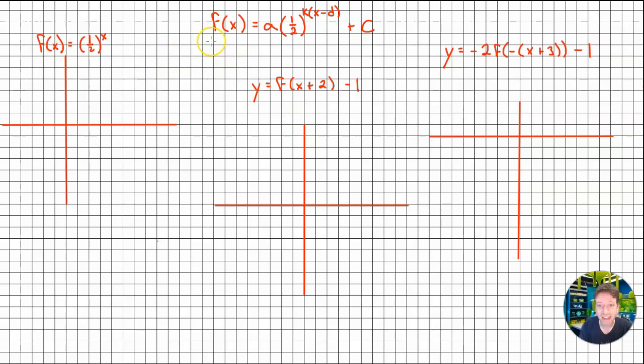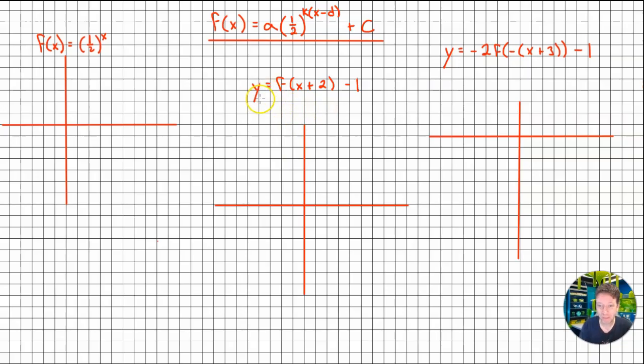Now typically, an exponential function can be written like this in general form, where we have a base of 1/2, but we can have any base. A would be our vertical stretch and compression factor, and if we make it negative, it will be a reflection about the x-axis. Now K is similar. It's also stretch and compression, but it's horizontal, and it can flip if it's negative about the y-axis. Then we have D, which is our horizontal shift, and C, which is our vertical shift.